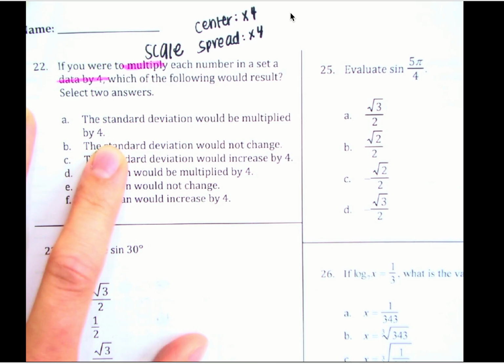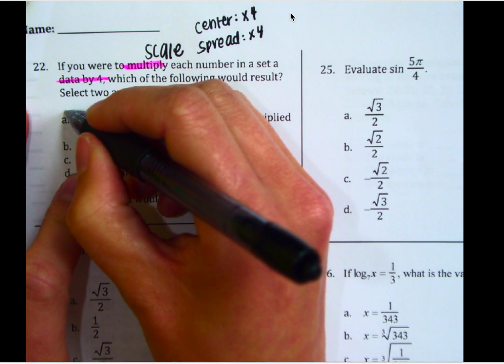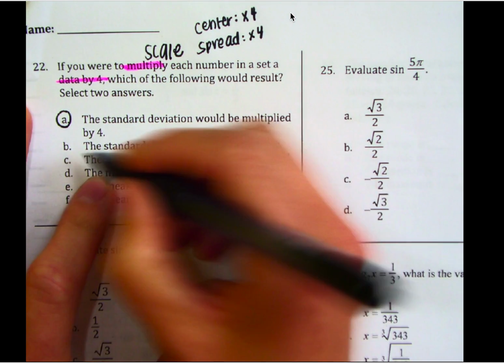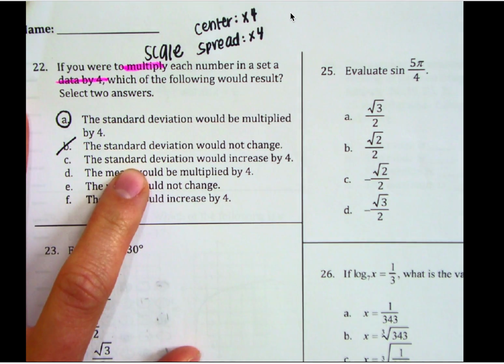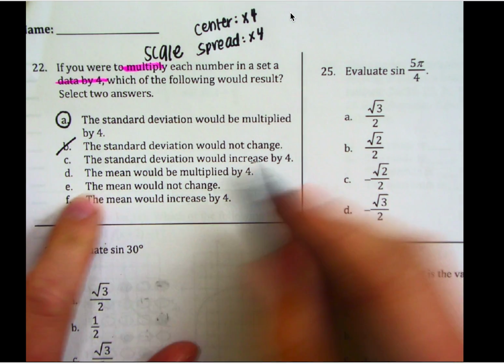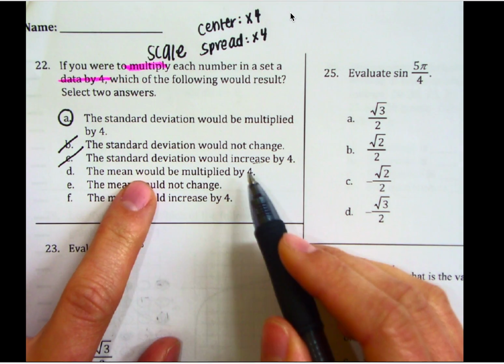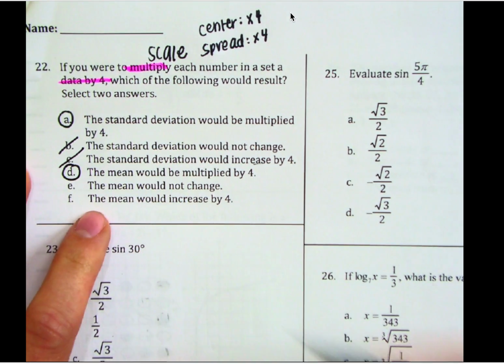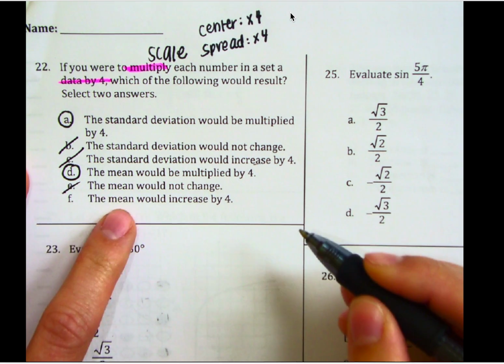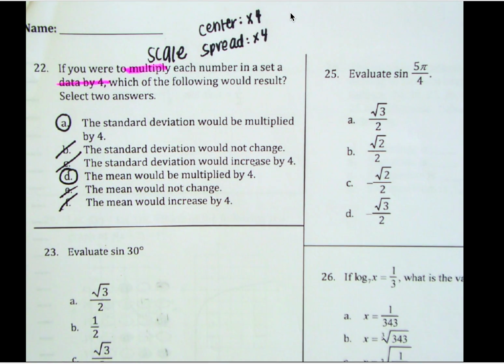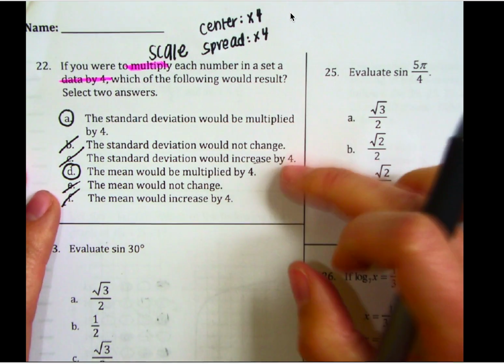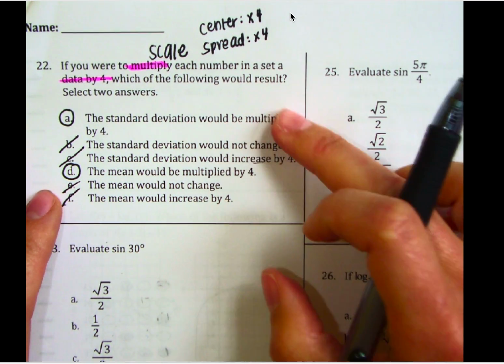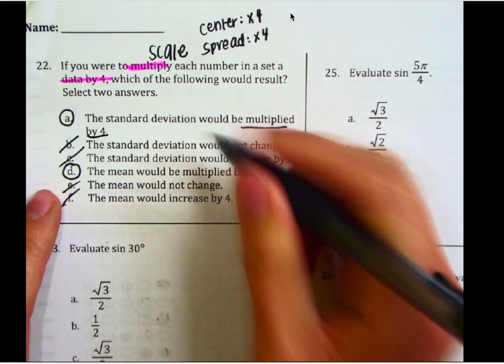So the standard deviation is multiplied by 4, yes. The standard deviation would not change, no. Standard deviation increases by 4. No, that's adding 4. That's for shifting. The mean would be multiplied by 4. Yes. Mean does not change. Mean increasing. No. So our mean and standard deviation are also multiplied by 4 if you do that to all of your data.